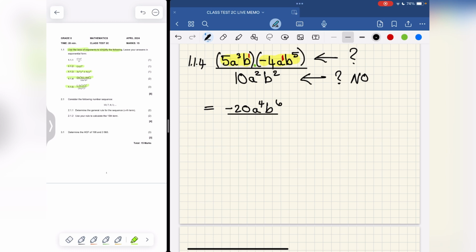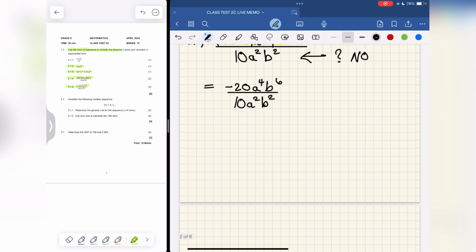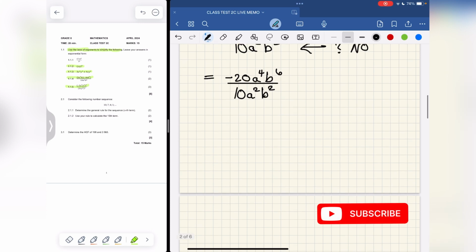And this is all divided by 10 a to the power 2, b to the power 2. Now, I will keep reminding you of this over and over. A lot of you stop here and move on, but you are not finished yet. You still need to divide. So can I divide negative 20 by 10? Yes, I can, because negative 20 divided by 10 gives me negative 2.